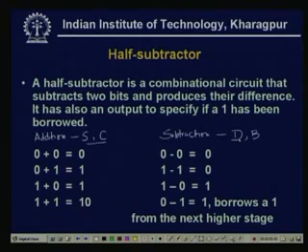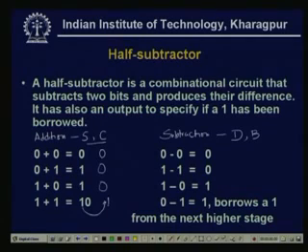Again, first we see the addition operation. See here that 0 plus 0 is 0 and the carry is 0. 0 plus 1 is 1, carry is 0. 1 plus 0 is 1, carry 0. 1 plus 1 is actually 1 0. So, sum is 0 and carry is 1.